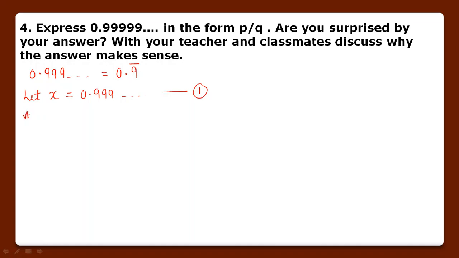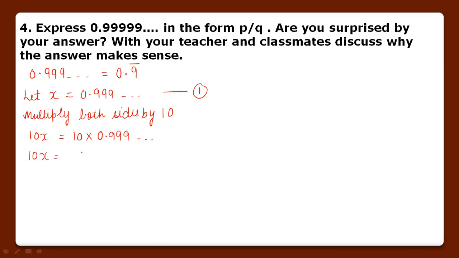Since bar is on one number, we'll multiply both sides by 10. We'll get 10x is equals to 10 multiply 0.999 and so on. What we'll get after multiplying both of them is 9.999 and so on. अब हम इसमें से x को स्प्लिट कर देंगे, that is 0.999 and so on. यहाँ क्या बचेगा? 9, right?